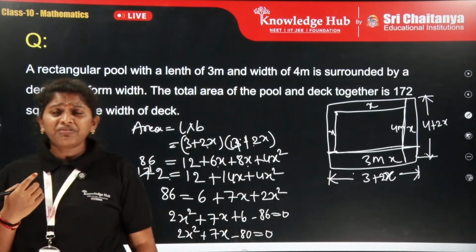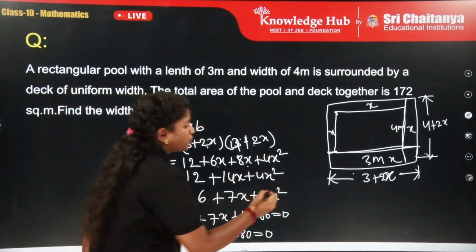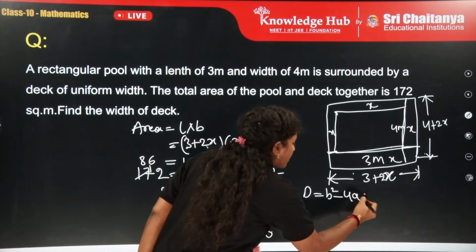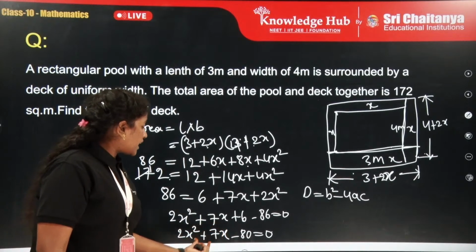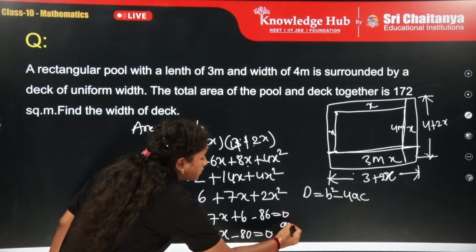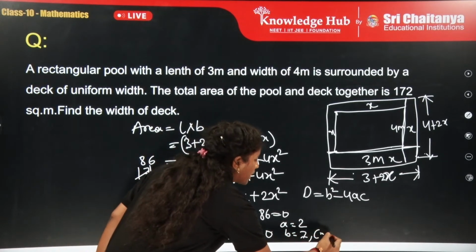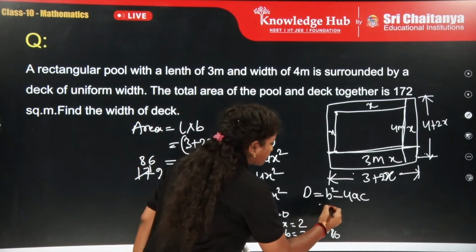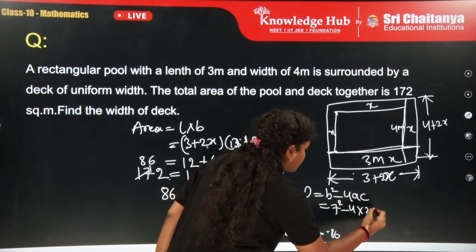Okay. But while using the quadratic formula, first of all find the discriminant. So you have to find the discriminant value, which is nothing but b square minus 4ac. Now compare the equation that you got with the form ax square plus bx plus c equals 0. From there you will get your a value as 2, b value as 7 and c value as minus 80. Now our discriminant value will become b square minus 4ac, that means 7 square minus 4 into 2 into minus 80.